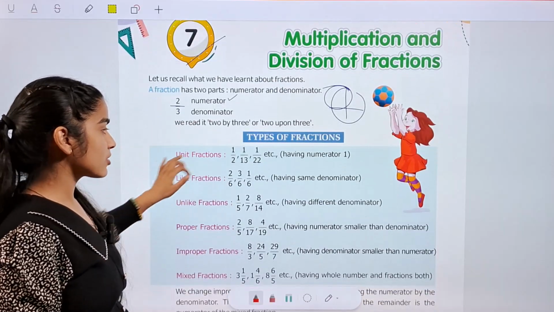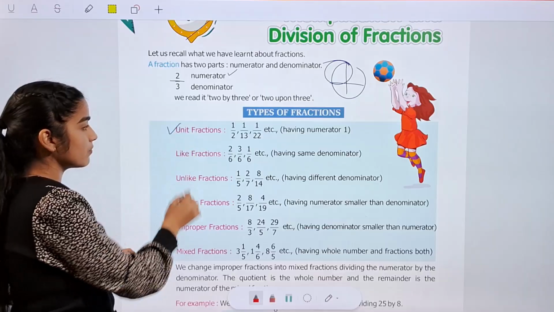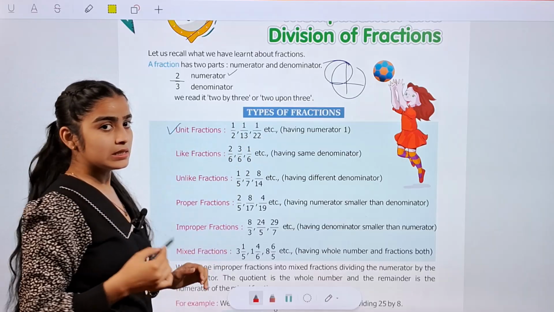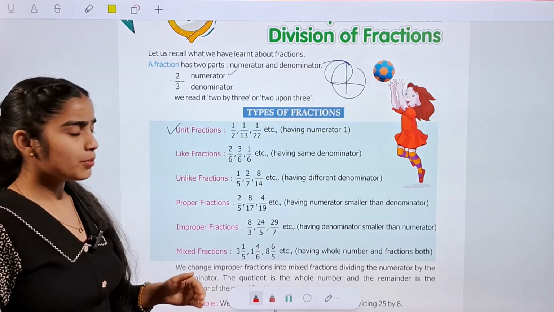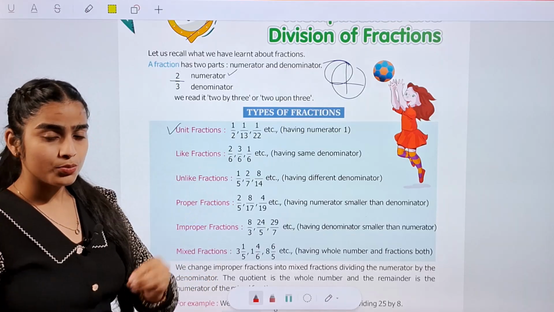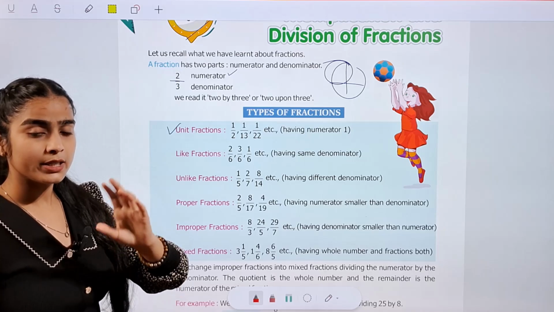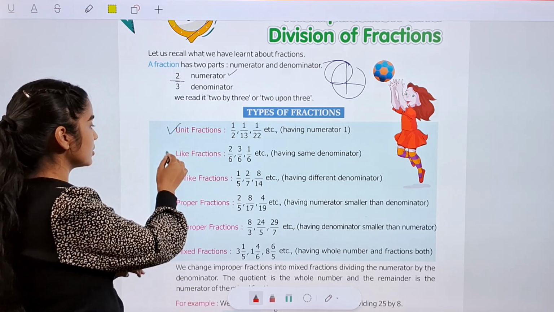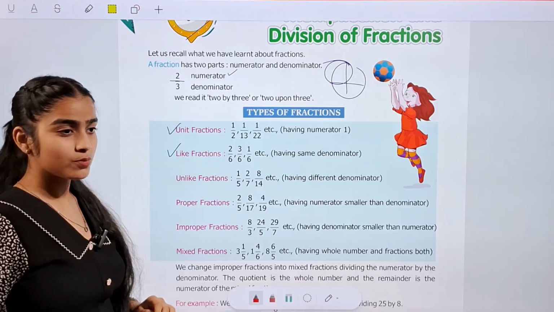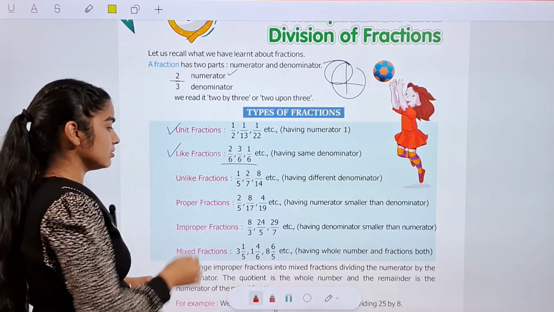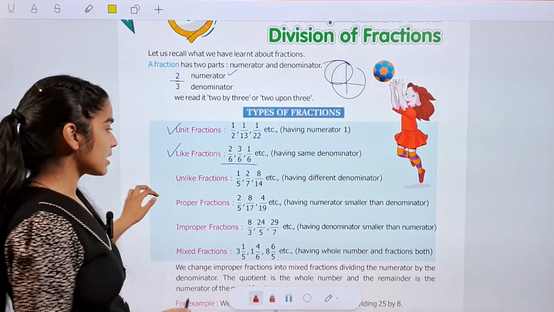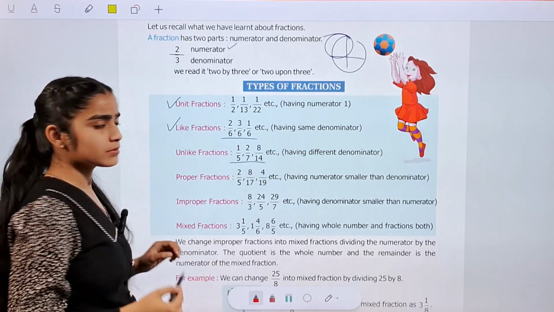Now the types of fractions. We have the unit fraction, where the numerator is 1. It doesn't matter what the denominator is, we have to focus on the numerator. If the numerator is 1, it is a unit fraction. Then we have like fractions, which means the same denominators, and unlike fractions, the opposite, which means different denominators.